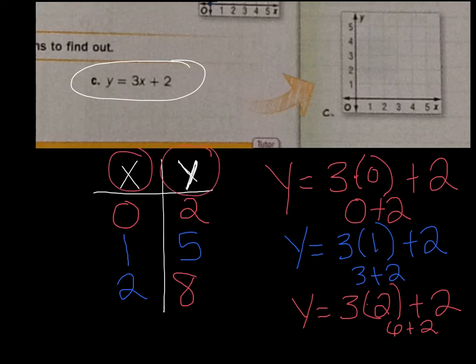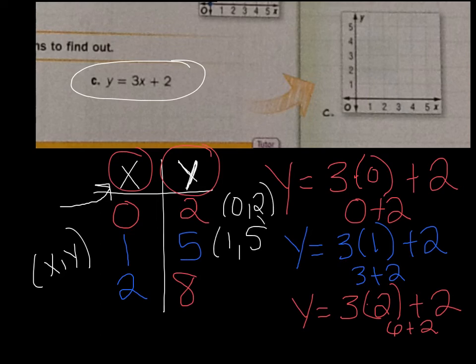Now if you remember back to a while ago, we talked about graphing. Remember, to graph, we need an ordered pair of x comma y. Notice our output and input are x comma y. So I can make all of these ordered pairs. And we've done this before.